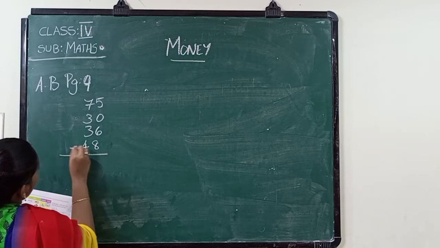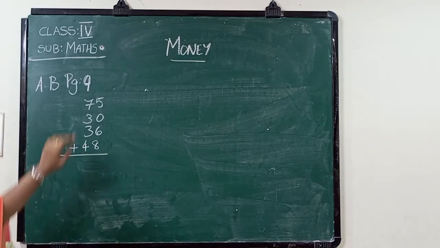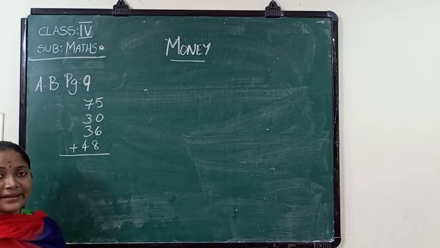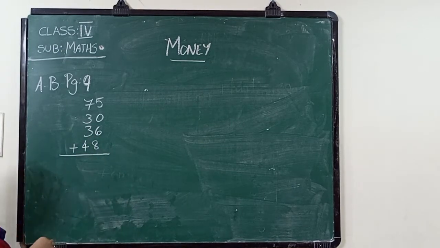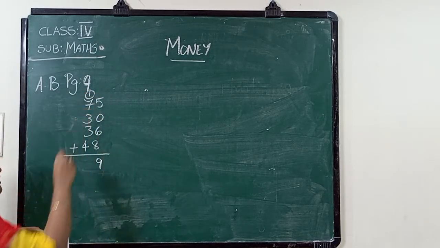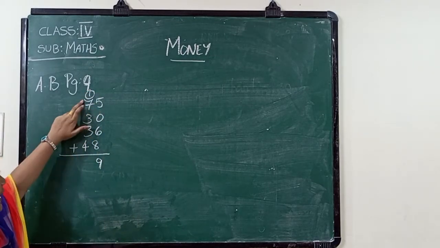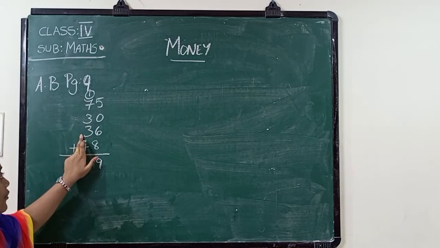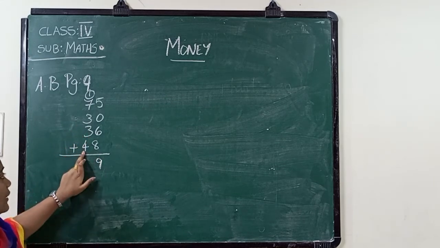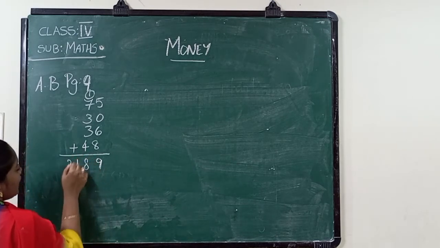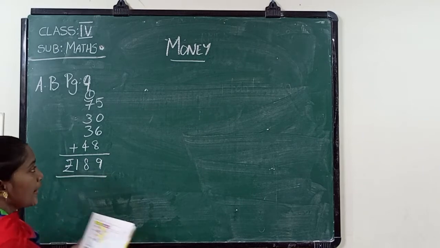So we have to add all. Total means we have to add all. 5 plus 6, it's 11. 11 plus 8 is 19. So 1 carry out. 7 plus 1 is 8. 8 plus 3 is 11. 11 plus 3 is 14. 14 plus 4 is 18. So 189 rupees. Total rupees are 189.